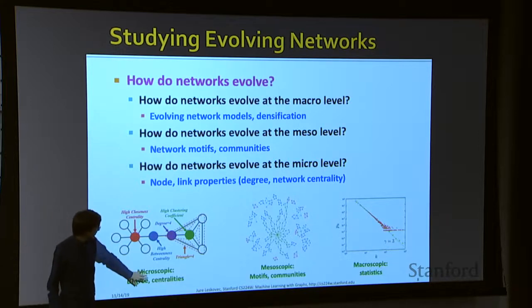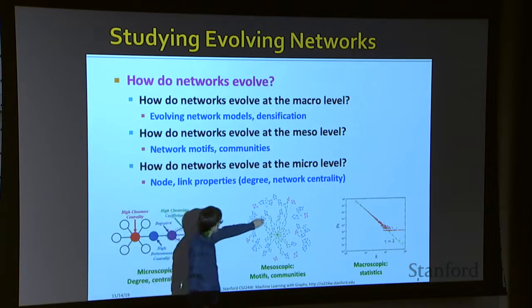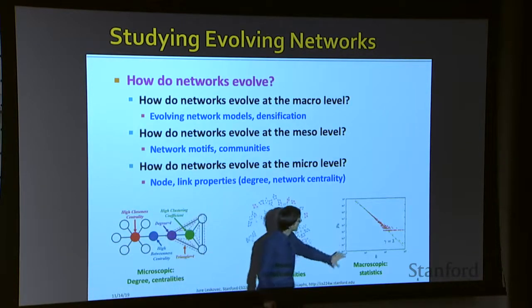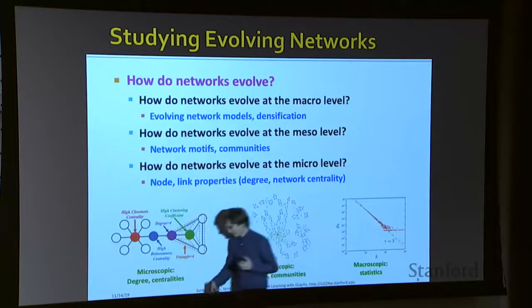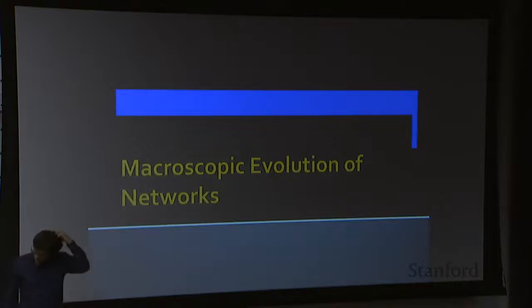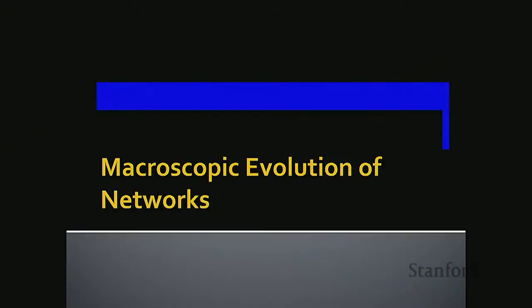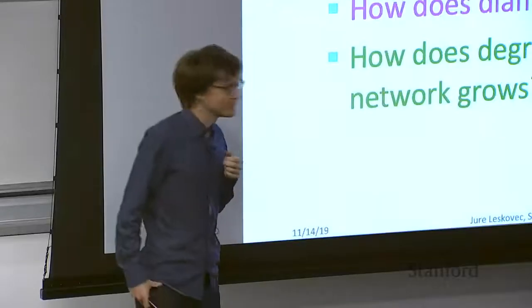So as I said, at microscopic, we are asking about individual nodes. At mesoscopic, we ask about groups of nodes. And at macroscopic, we'll be asking something about the property of the entire network. So what I want to show you first is this notion of macroscopic evolution of networks. This was very fascinating. Actually, this was my first paper I published as a PhD student. This was in 2004.